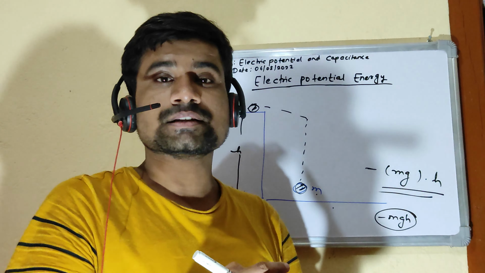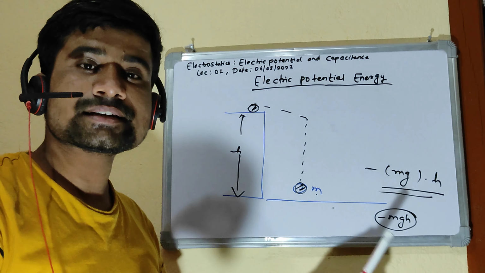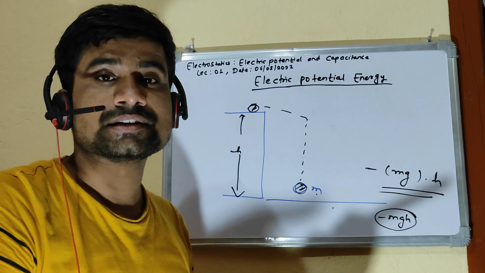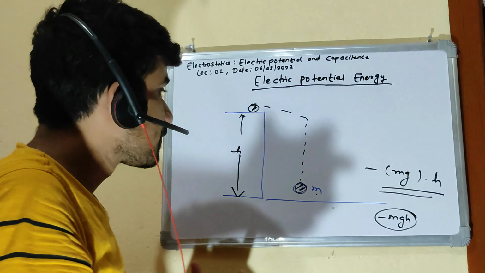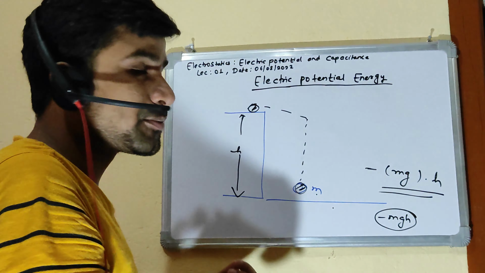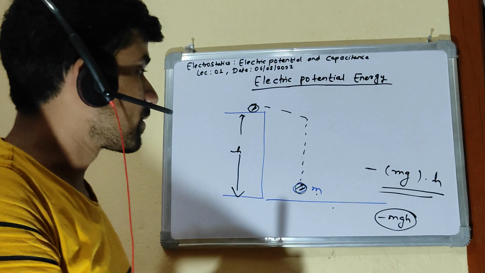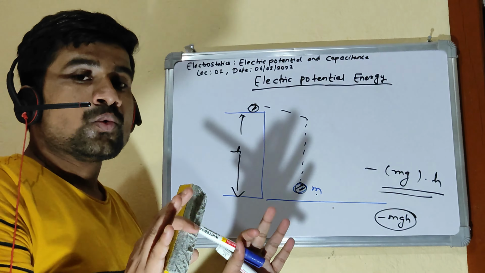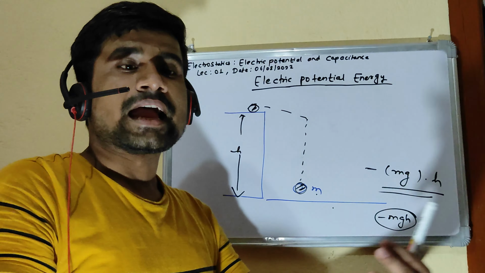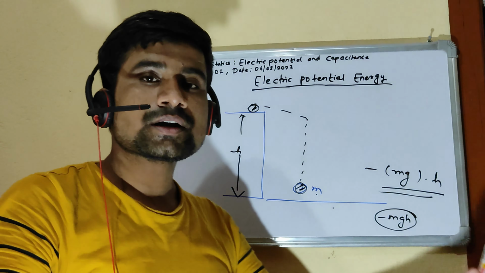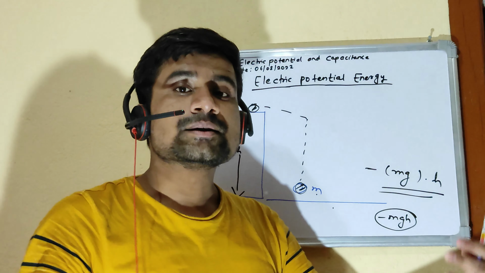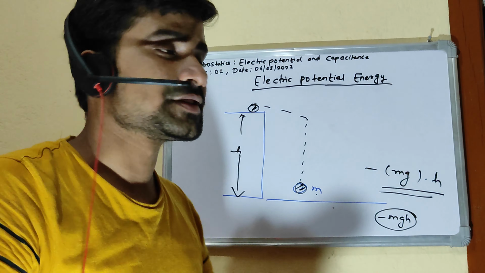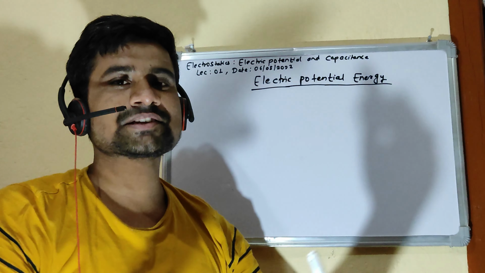And where does this work go? This work gets stored as the gravitational potential energy, and now this particular body has a potential energy. So that's what gravitational potential energy is. Work and energy go hand in hand; whenever you do some work, it gets stored as some energy. So now let's think in terms of charges, how it applies in terms of charges.